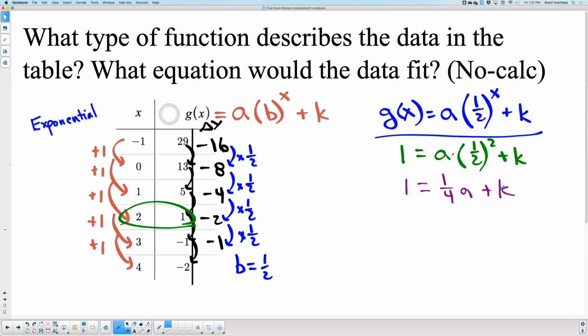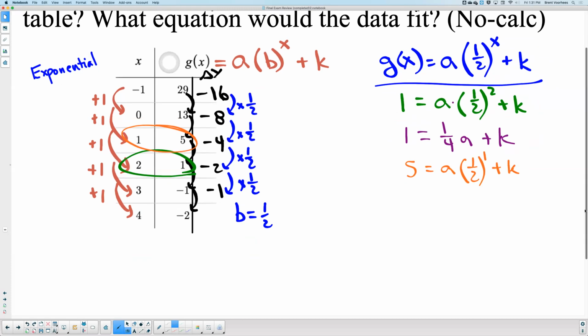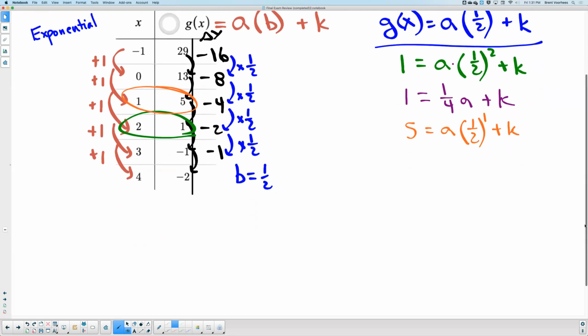We're going to pause and pick a different point. What other point would y'all like to use here? 1 and 5. So 1's the x, 5's the y. 5 equals a times 1/2 to the power of 1 plus k. Now let's simplify that. What's 1/2 to the first? 1/2. So I'll just reorder it. We have 5 equals 1/2 a plus k.